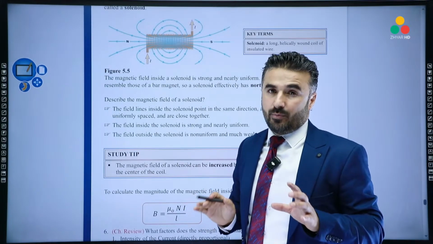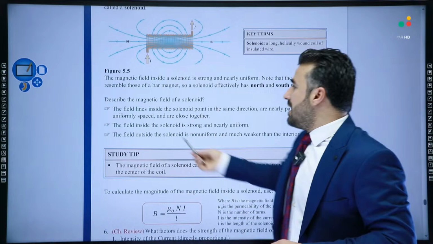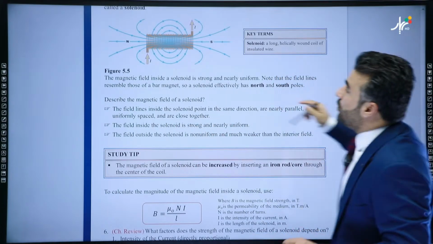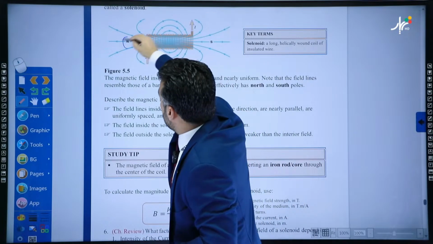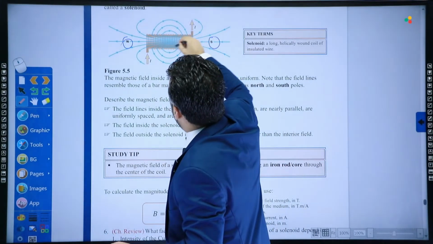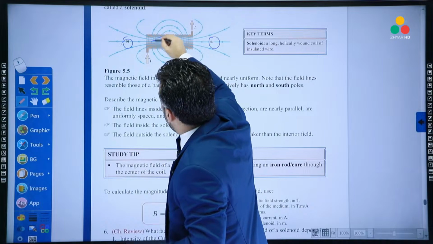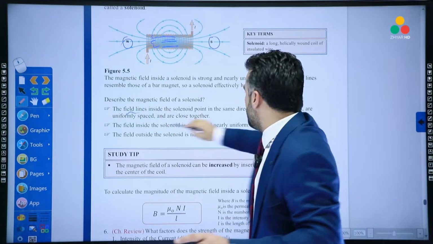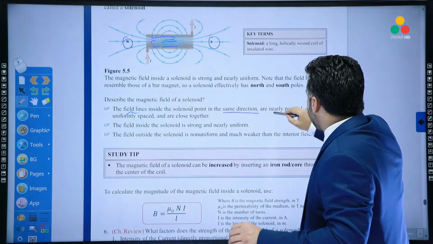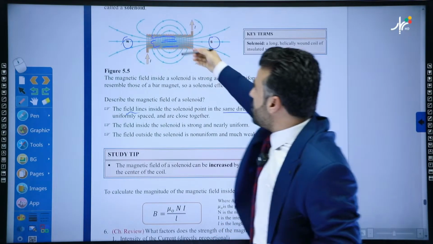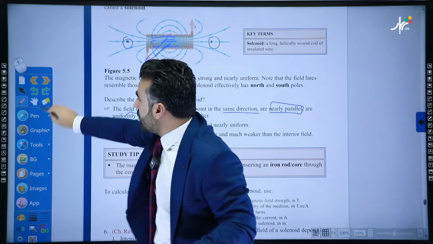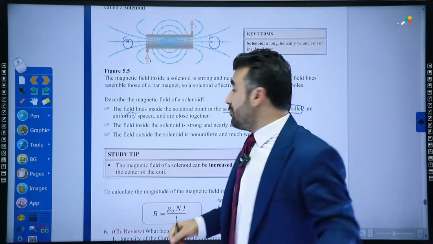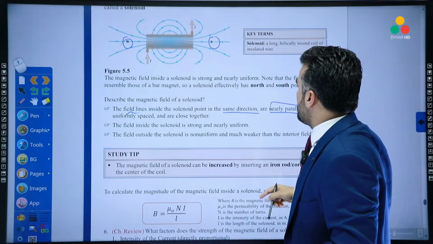This is very, very important, guys. The first point: the field lines inside the solenoid point in the same direction. That is one of the key points. Look, this is the north side of the solenoid, this is the south. You can see all these magnetic field lines point in the same direction and are nearly parallel. These are not 100% parallel, but you can say nearly, yes? If these are nearly parallel, that means, of course, a stronger magnetic field inside the solenoid.